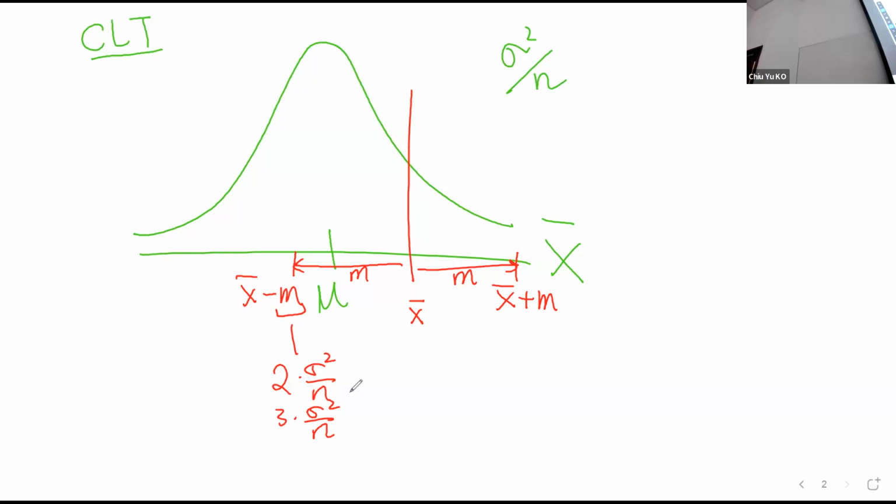We will be more precise later on how we get this number, because this number, 2 or 3 or 1.6 or 1.98, as I said, depends on how likely you want to be included. Of course, if you want the probability of including the mu to be higher, you get a wider interval. Just remember this idea.